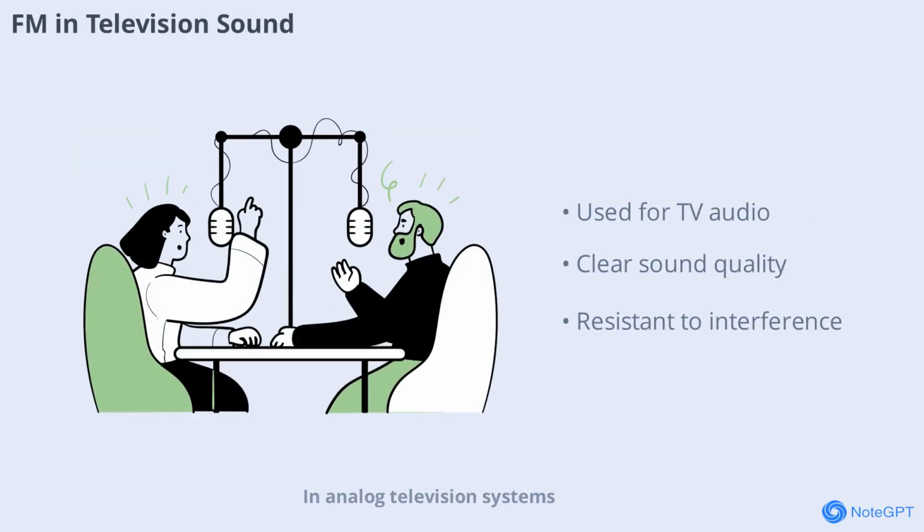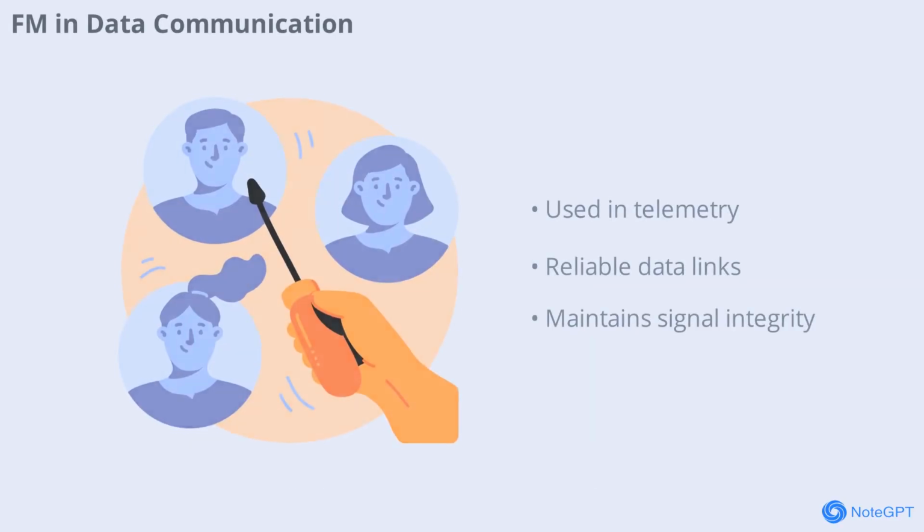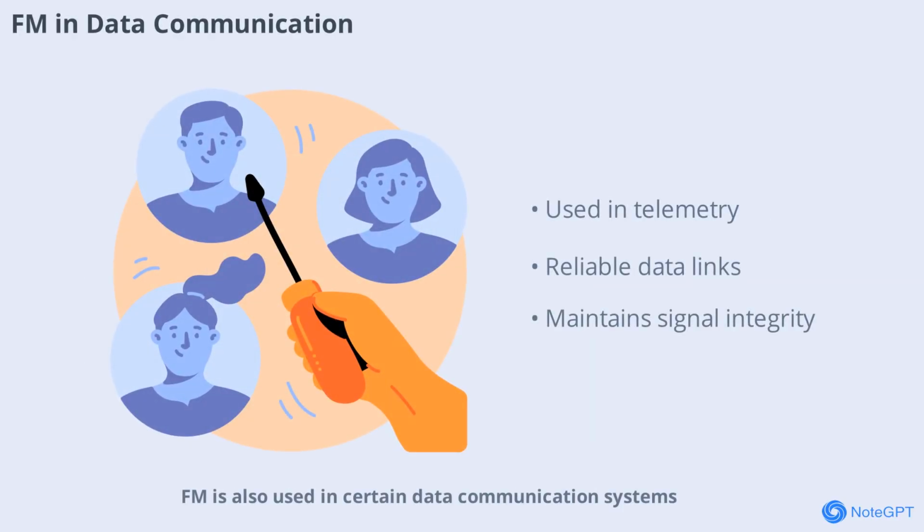In analog television systems, FM is used to transmit the audio portion of the broadcast. This ensures that viewers receive clear and consistent sound quality alongside the video signal. FM's resistance to noise and interference is particularly valuable in television broadcasting, where audio clarity is essential for a positive viewing experience. FM is also used in certain data communication systems, particularly where robustness and reliability are required.